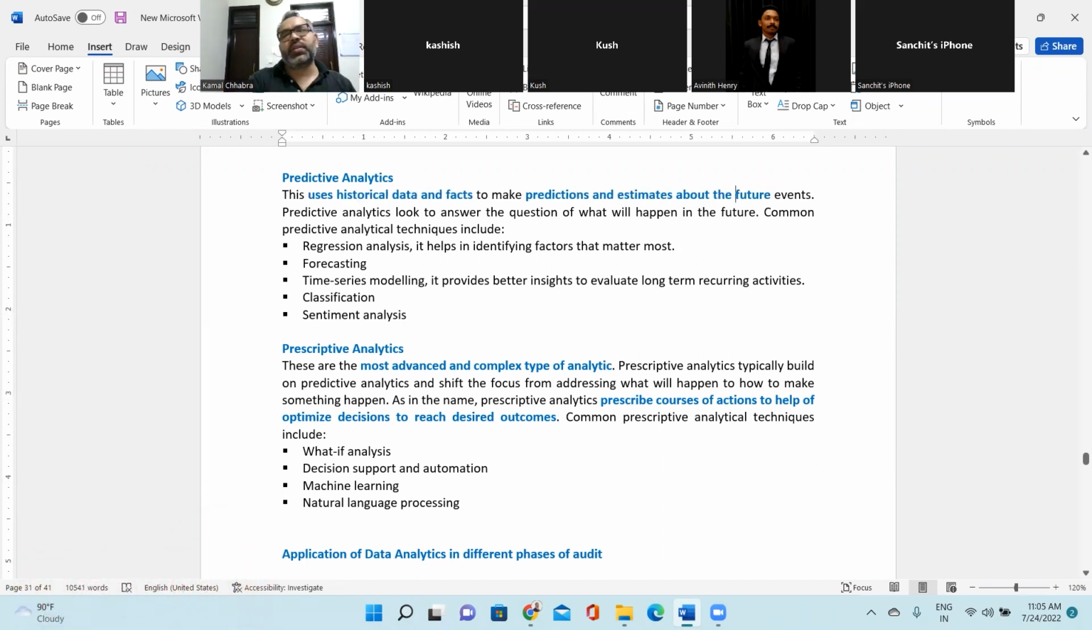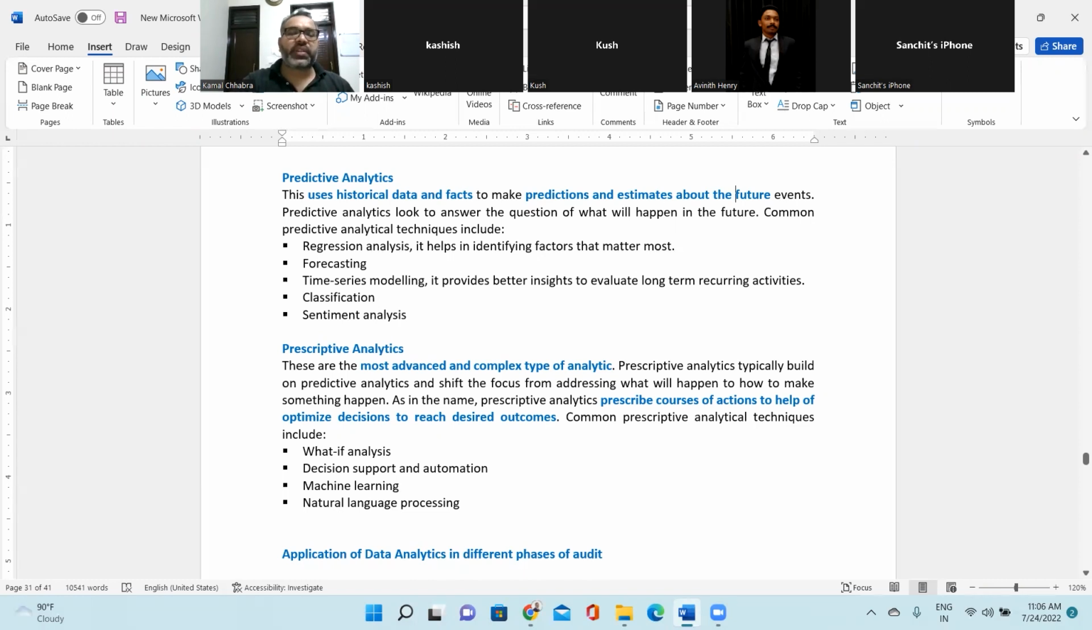So in predictive analysis, based on historical data, for example, warranty provision, provision for litigations, claims, assessments, provision for long-term employee benefits. How do you make that? Based on historical data and current data, you predict how much will be the outflow of cash for your company, right? So that is called predictive analysis. Predictive analysis looks to answer the question of what will happen in future. Common predictive analysis techniques include regression analysis, forecasting analysis, time series modeling, classification, and sentiment analysis as well, right?